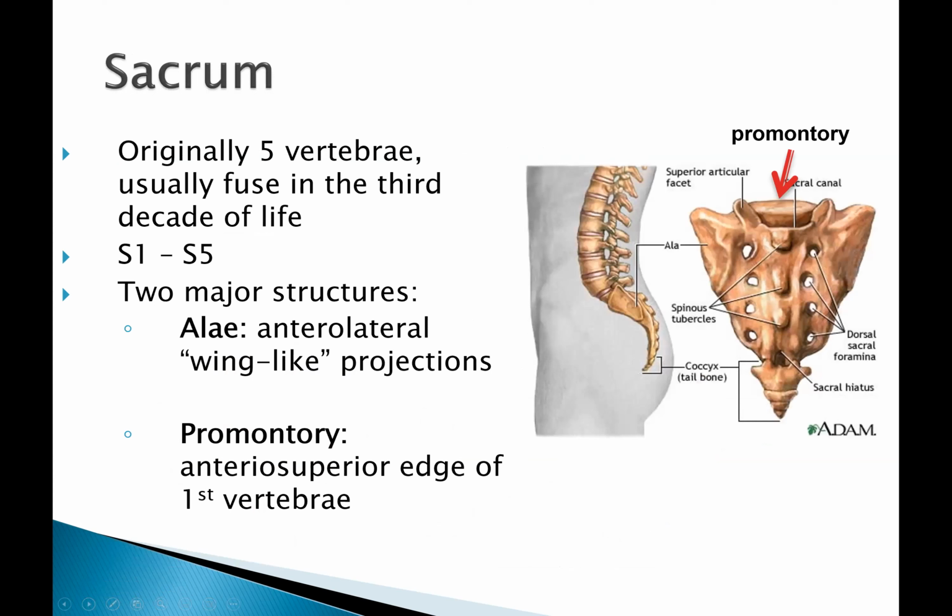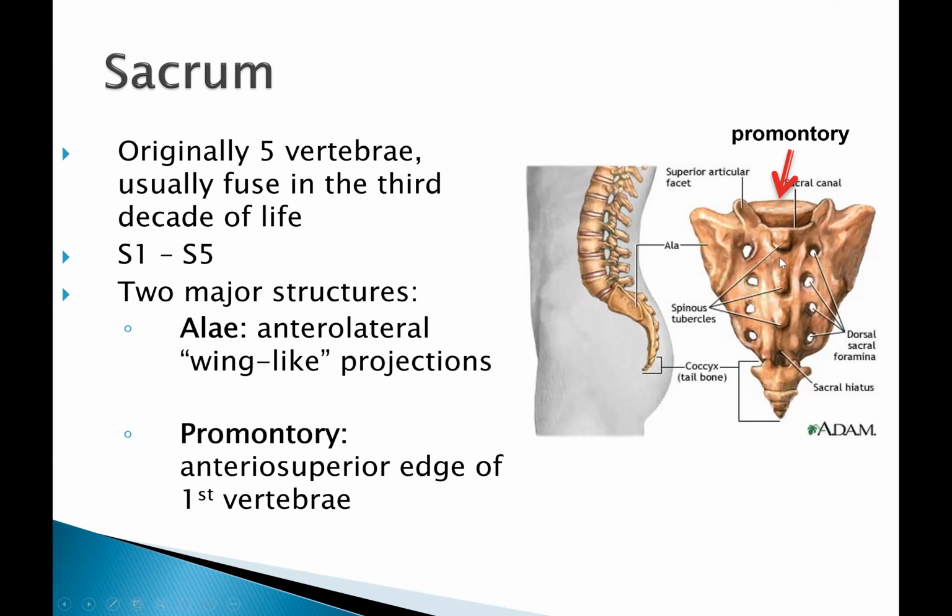And then we have the sacrum, which looks very different. It's kind of like a triangle with flaps right here. Originally, it's 5 separate bones, but usually in your 20s and your 30s, that's when they fuse together into one bone, which we call the sacrum. But you can see some of the separations, and we'll number them S1 through S5.